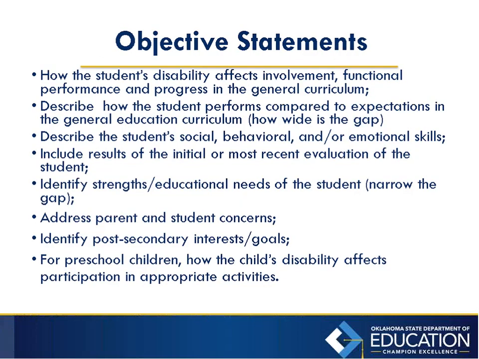This is just a reminder of some things you might want to go over when you're writing an objective statement for a student. I'm not saying every time you have to absolutely answer every one of these questions, but it's a good place to start. How does the student's disability affect the involvement or functional performance and progress in the general curriculum?